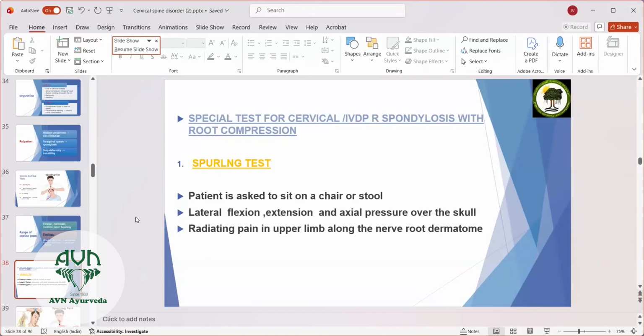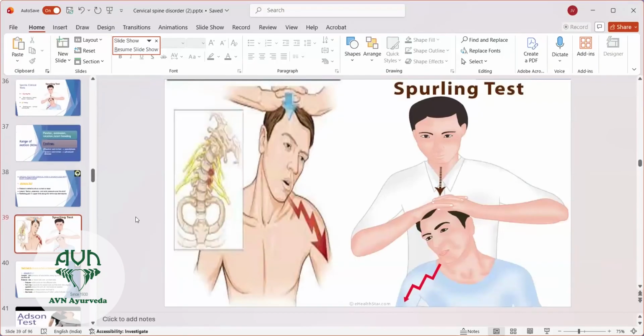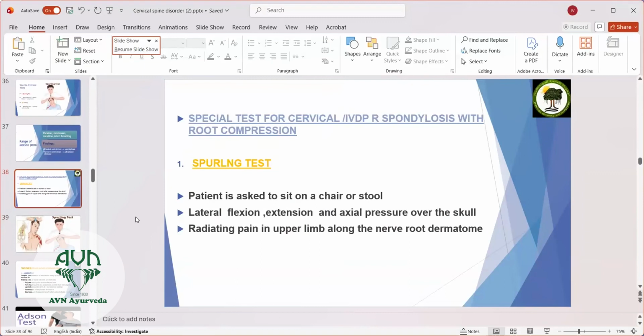Special tests for cervical IVDP or spondylosis with root compression. The first and foremost test widely done is the pulling test. It is a very simple test. Ask the patient to sit on a chair or stool, with lateral flexion and a little extension of the head, and apply axial loading over the skull. You can see the picture; this is the posture.